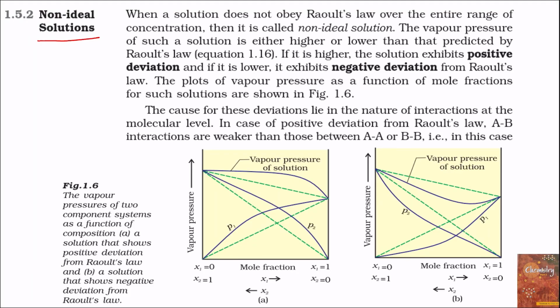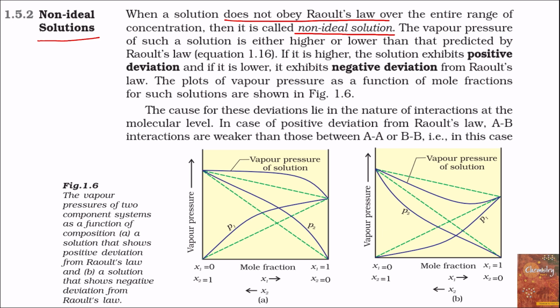Non-ideal solutions. What are non-ideal solutions? Solutions which do not obey Raoult's law over the entire range of concentration are called non-ideal solutions. Non-ideal solutions do not obey Raoult's law. Not obeying Raoult's law means the vapor pressure of such solutions is either higher than what is predicted by the Raoult's law equation, or it is lower than that predicted by Raoult's law.